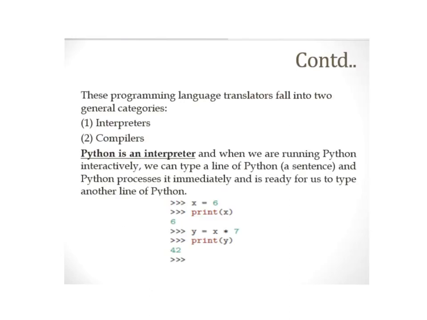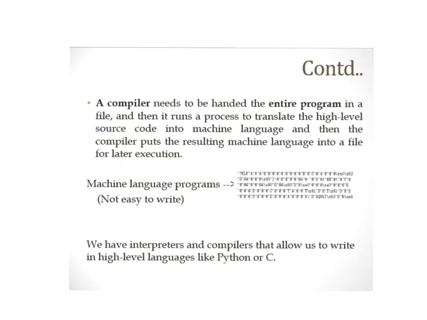So in continuation, we all know what interpreters and compilers are. Python is an interpreter, and when we are running Python interactively, we can type a line to Python, and Python processes it immediately and is ready for us to type another line of Python program. Whereas with a compiler, you have to write a bunch of code, and the entire program as a file is processed to translate the high level source code into a machine level language.